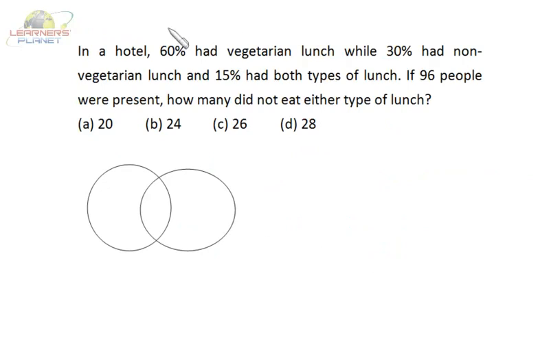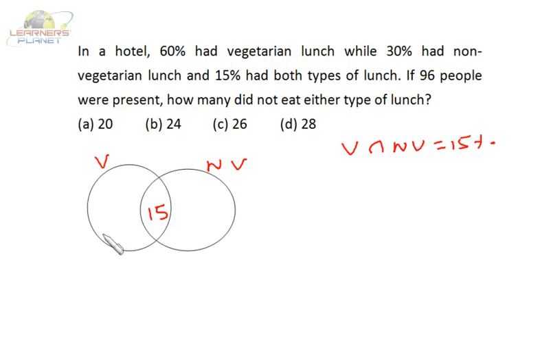Now let's see this problem. In a hotel, 60% had vegetarian lunch while 30% had non-vegetarian lunch and 15% had both type of lunch. If 96 people were present, how many did not eat either type of lunch? So it's the circle of vegetarian and it's a circle of non-vegetarian. Okay, 15% are having both the types of lunch. So this portion, that is A intersection B, that means vegetarian intersection non-vegetarian, is 15%. Okay. Intersection means the persons who are having both type of lunch, that is vegetarian as well as non-vegetarian.